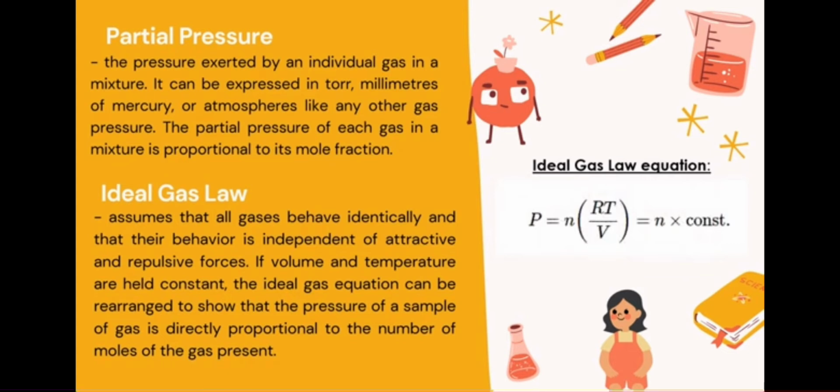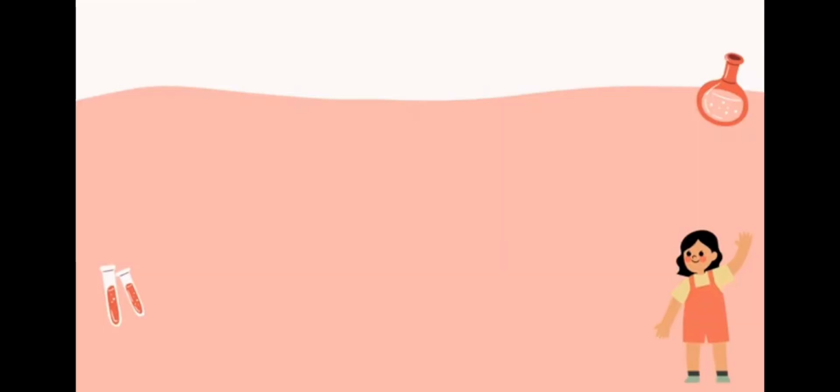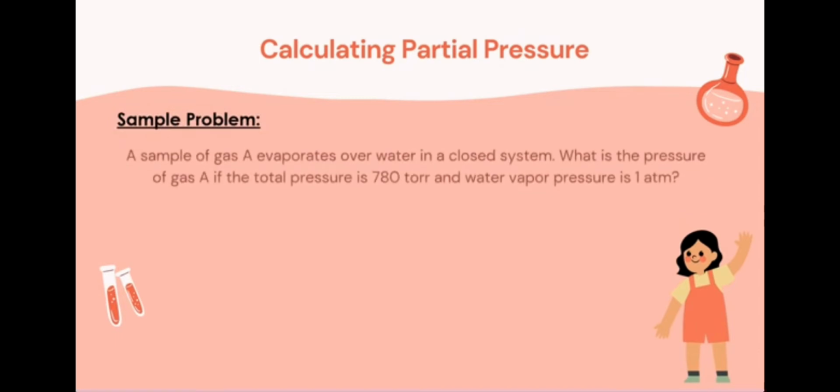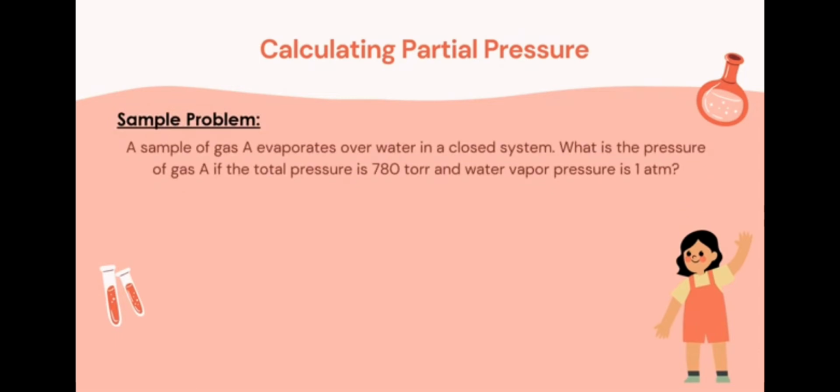P stands for the absolute pressure of a gas. V is the volume it occupies. N is the number of atoms and molecules in the gas or amount of substance. T is its absolute temperature. And the ideal gas constant that stands as R is 0.08206.